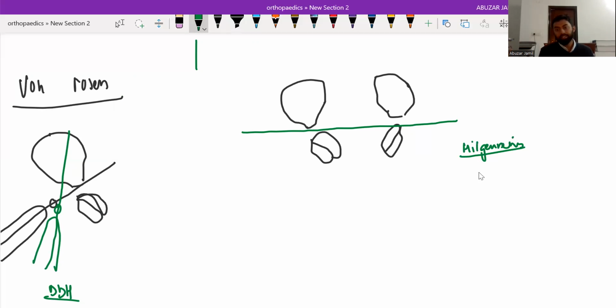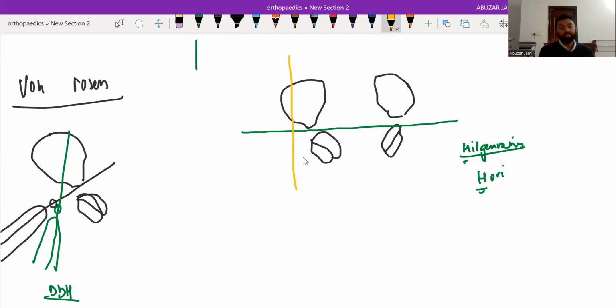So the horizontal line is the Hilgenreiner line, and the perpendicular line is Perkins line, which we draw perpendicular to the Hilgenreiner line and passing through the lateral margin of the acetabulum. So this is the Perkins line.